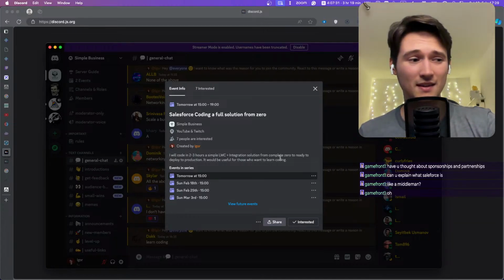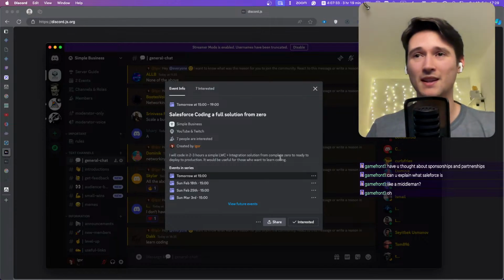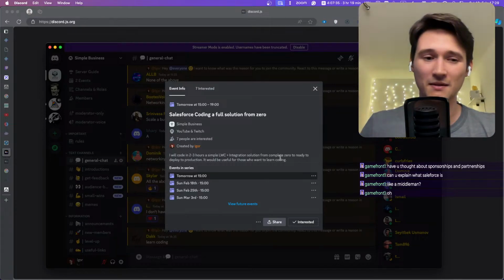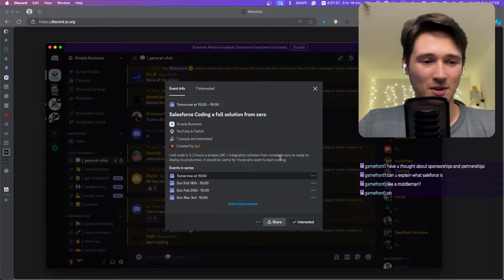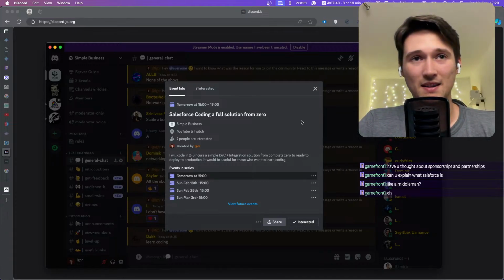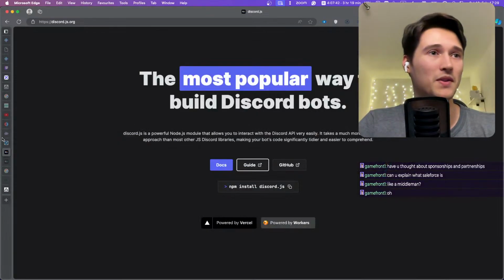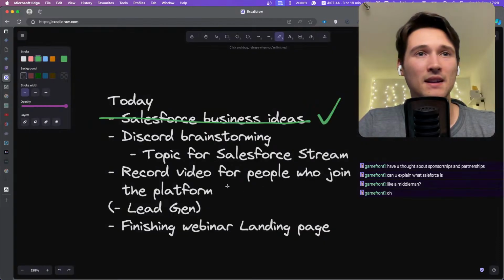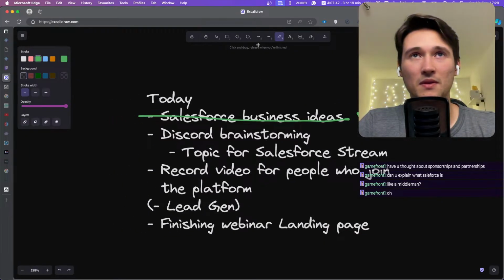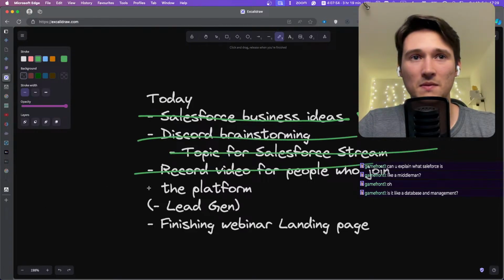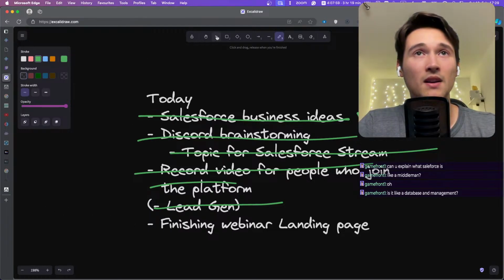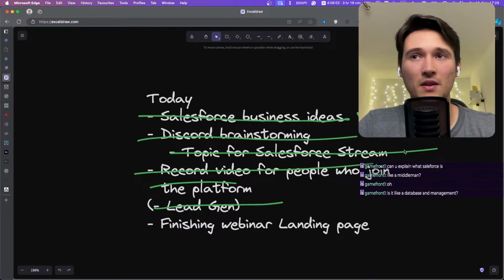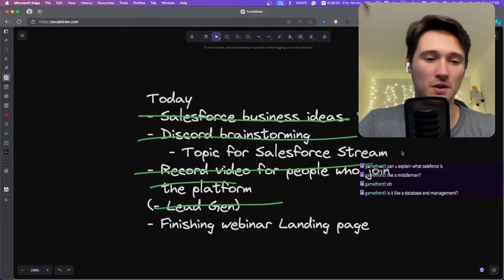But I'm pretty good at it. I'm not bad at Salesforce development. I know my thing, so I can develop a few things. So this is what I'm going to be doing tomorrow, and I only have 2 criteria about what I want to develop. I think this one we can say is okay. I'm not going to do this one. Lead gen done, finishing webinar, and for some reason I don't have here the topic for the Salesforce stream. That's what I want to do.